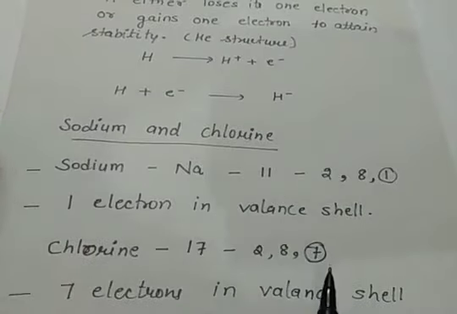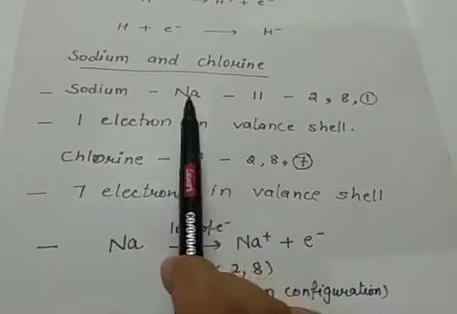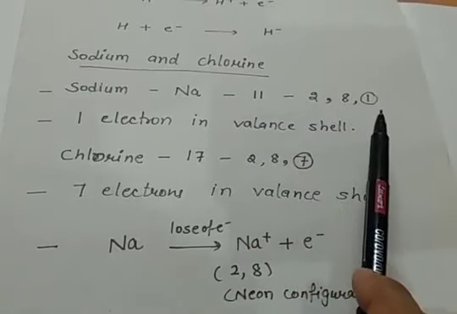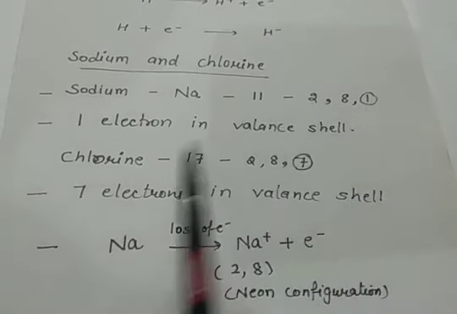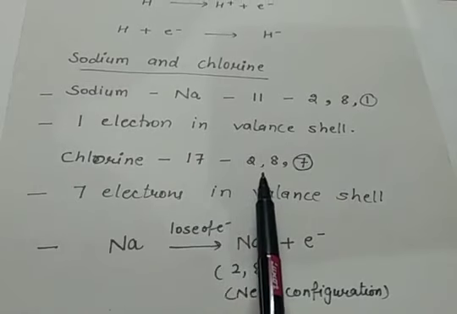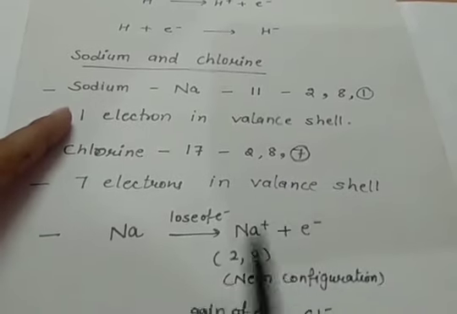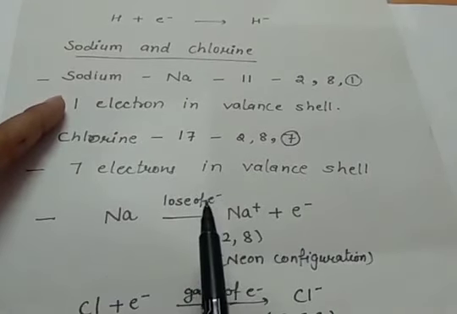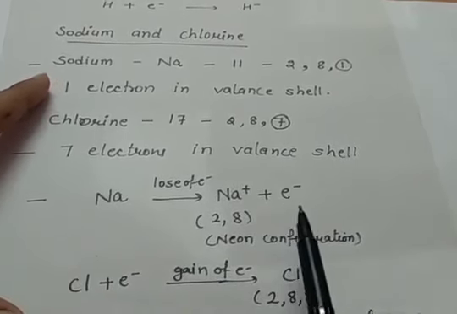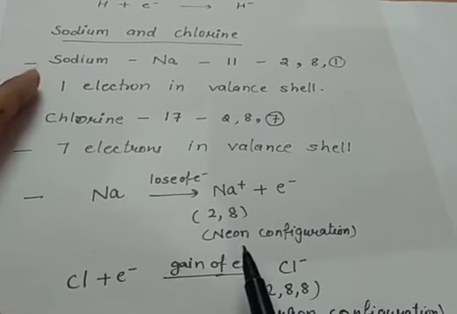For another example, we can take sodium and chlorine. Sodium has atomic number 11, so the electronic configuration will be 2, 8, 1. So 1 is the valency electron. Whereas chlorine has atomic number 17 and its electronic configuration will be 2, 8, 7. So 7 is the valency electron. Now what will happen? Sodium will lose this electron to gain stability. How? Because when it loses the electron, its octet is complete and it gains the neon configuration. Neon is a noble gas.